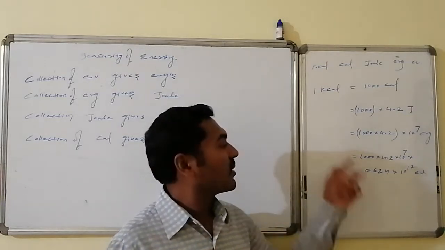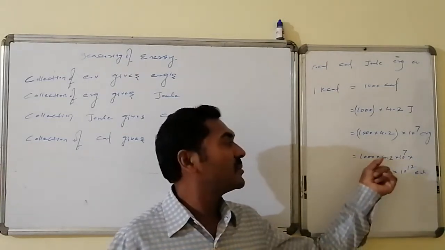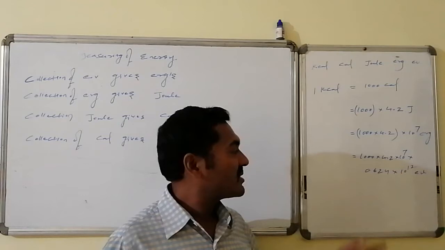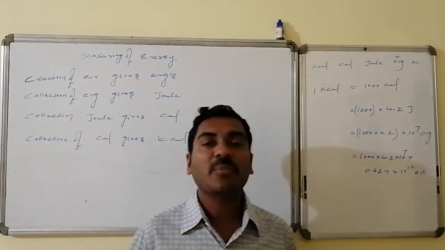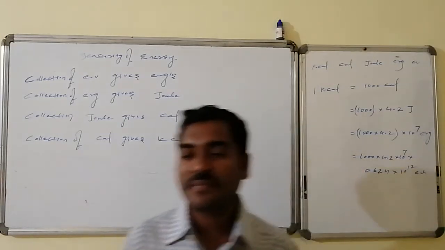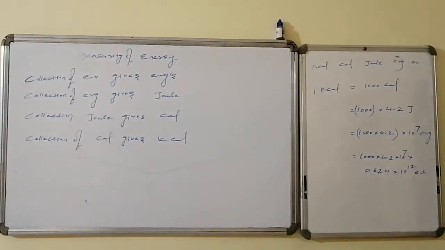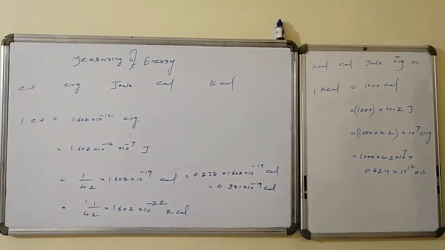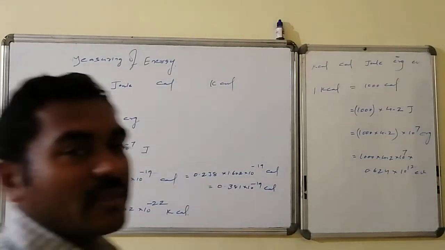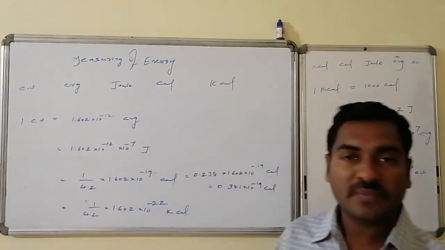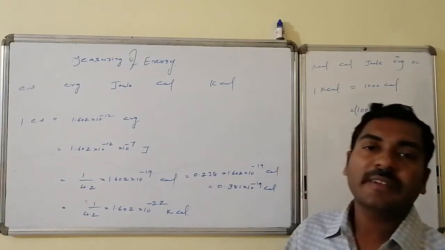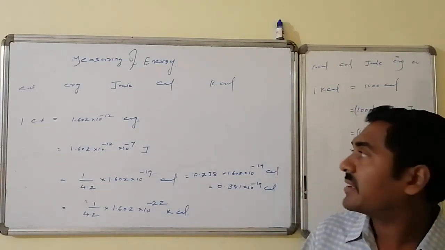So therefore 1 kilocalorie becomes equal to 1000 into 4.2 into 10 power 7 into 0.624 into 10 power 12 electron volts. That is measuring of energy from the lower measuring unit to the higher measuring unit: electron volts to ergs, ergs to joules, to calories and kilocalories.